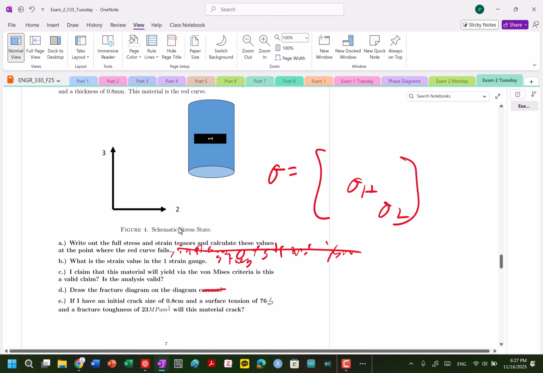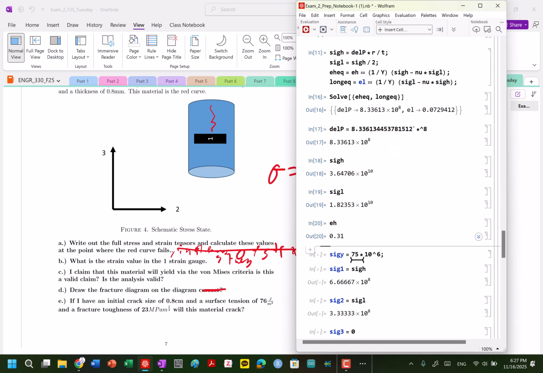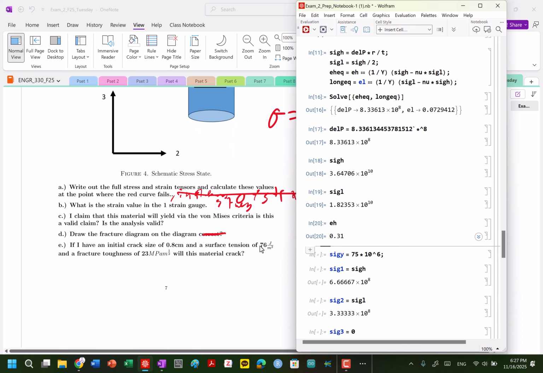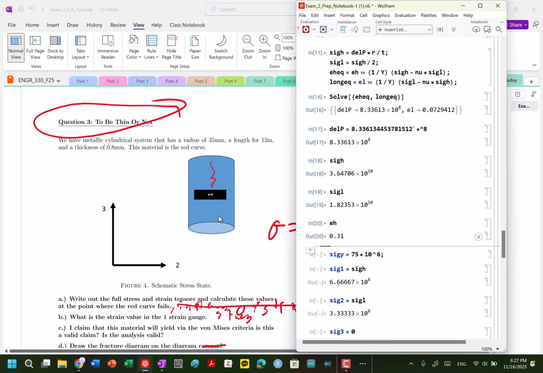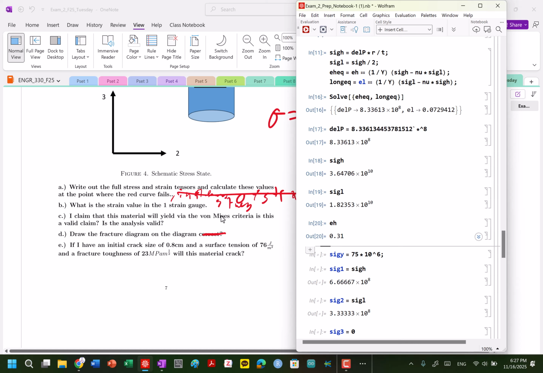Let's delete this. So not correctly. So if it's pulling here, fracture diagram will go like this. Excellent. So let's go back. Claim the material to be von Mises criteria. Is this a valid claim? Well, von Mises is definitely valid. Is this analysis actually? Actually, yes, it is. So it is valid. There's no numbers to calculate, so that's just a conceptual question.